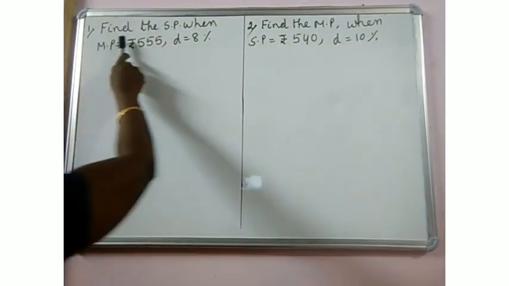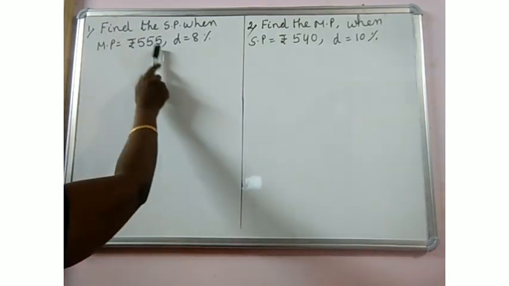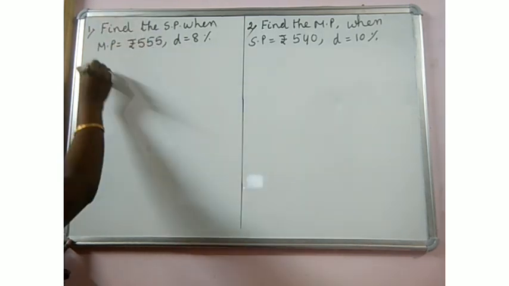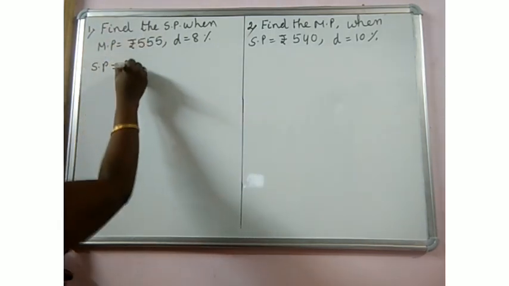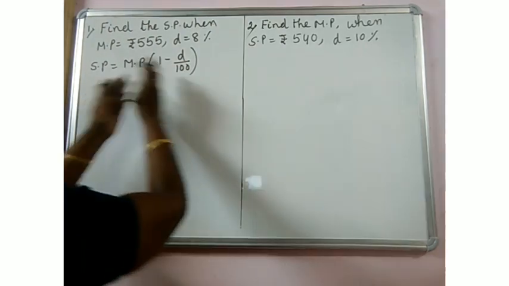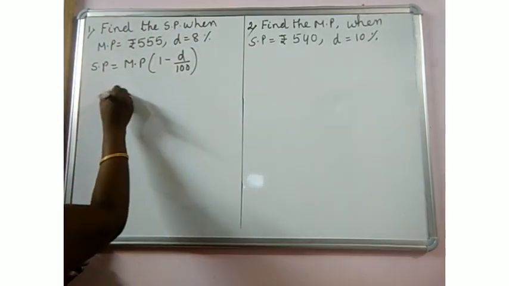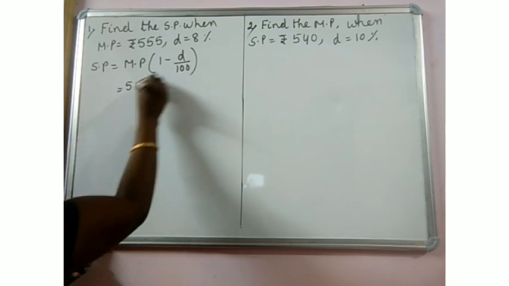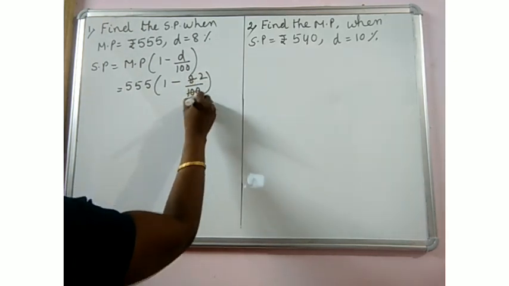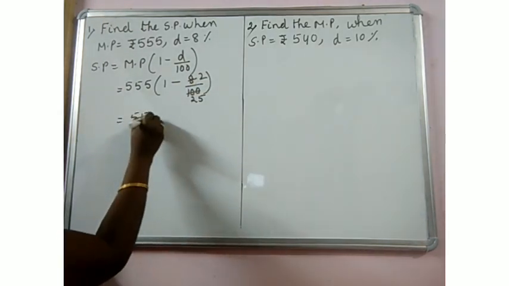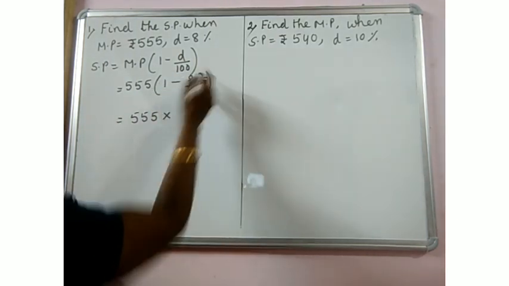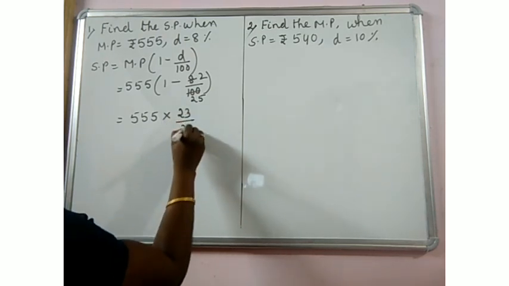Your first question is: find the selling price when the mark price is 555 rupees and the discount is 8%. Selling price you have to find out. You know that the formula for finding selling price is mark price into 1 minus D by 100, or separately, mark price minus D percent of mark price. So the mark price is given, 555 into 1 minus 8 by 100. 4 2s are 4, 25s are 100. So you will have 555 into, here the denominator is 25. For 1 you take 25 by 25. You will get 23 by 25.